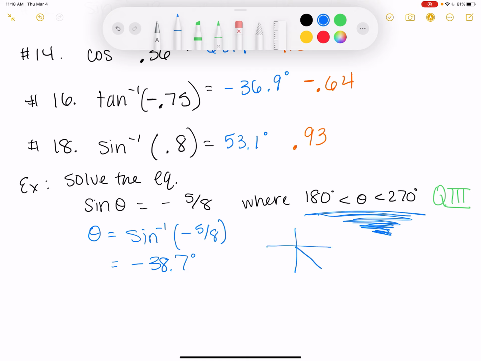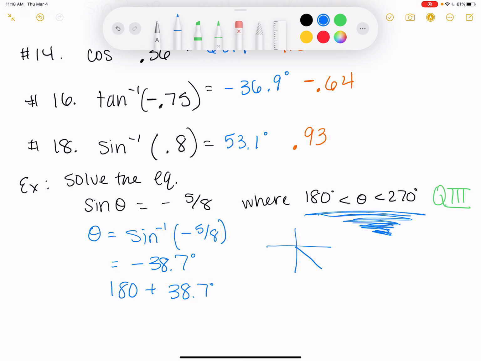Right, we've got to move it, and it's got to be positive. So would I add 180 to it or something? Okay. So yes, technically we do 180 plus that value. That's what I thought.